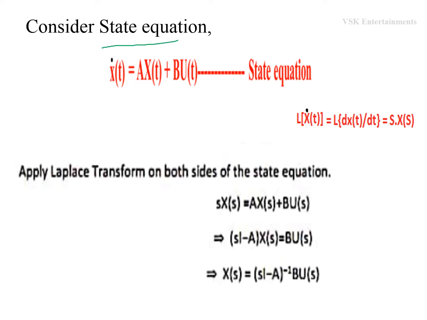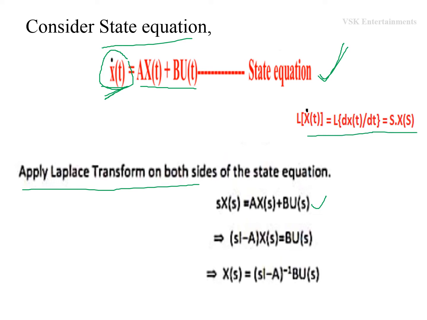First consider the state equation, that is x dot of t is equal to A into x of t plus B into e of t. That is the state equation of a system. Here x dot of t is nothing but the first derivative of x of t. Okay. Now apply the Laplace transform on both sides of this state equation. The Laplace transform of x dot of t is equal to the Laplace transform of dx of t by dt, that is equal to s into x of s.